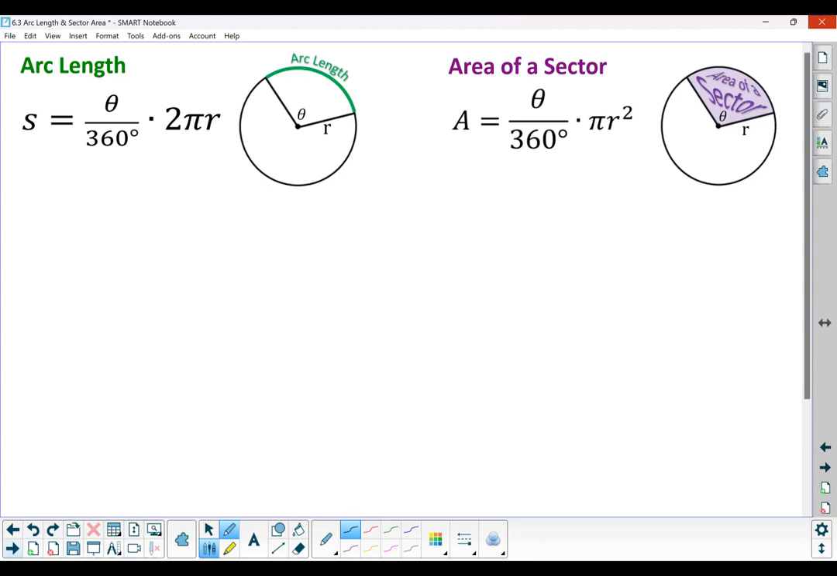Okay, so we did arc length and area of a sector. Those equations, I hope you can see the similarities. For arc length, we just use the circumference, and for area of a sector, we use the area formula for a circle.